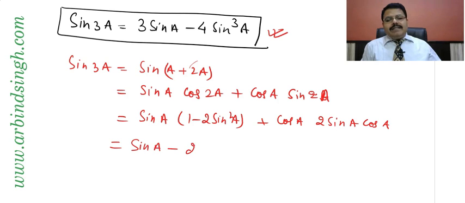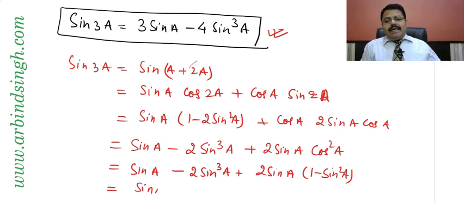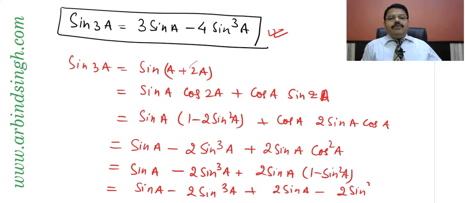Now what will happen? This will be sin A multiplied by 1 minus 2 sin square A, that is sin A minus 2 sin cube A, plus 2 sin A into cos square A. And further, this cos square A can be written as 1 minus sin square A. So, sin A minus 2 sin cube A plus 2 sin A into 1 minus sin square A, which is sin A minus 2 sin cube A plus 2 sin A minus 2 sin cube A. Isn't it?